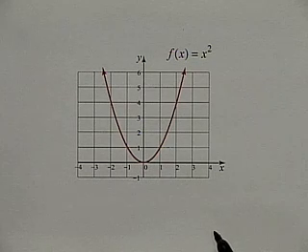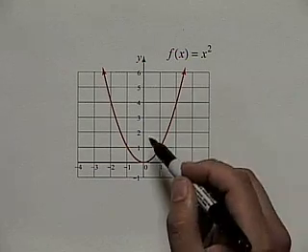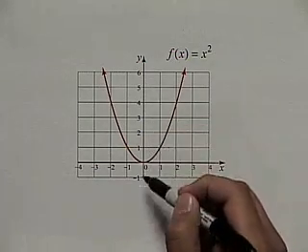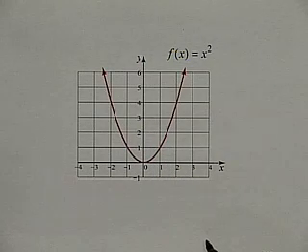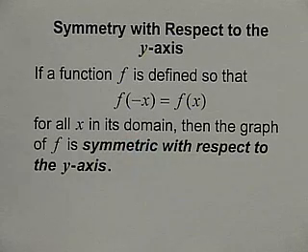You may notice that if we were to take this graph and fold it in half along the y-axis, we have what would be considered mirror images. This is called symmetry around the y-axis, and we're going to define that right now a little bit clearer. Symmetry with respect to the y-axis: if a function f is defined so that f of negative x is equal to f of x for all x in its domain, then the graph of f is symmetric with respect to the y-axis.